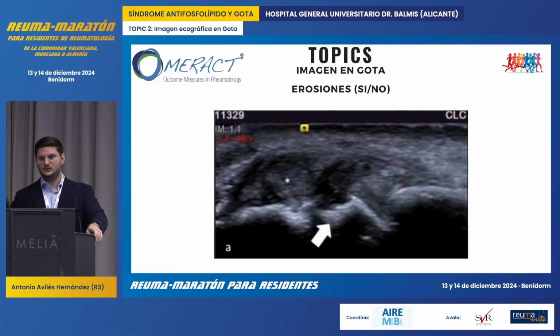And finally, they talk about erosions which, although not specific to gout, also provide clinical information and add value to the diagnosis. In this image, indicated by the arrow, we can see that irregularity in the bone cortex, which represents an erosion.